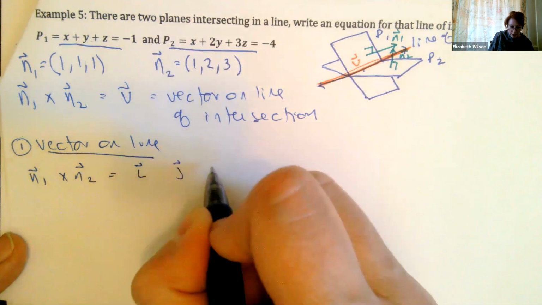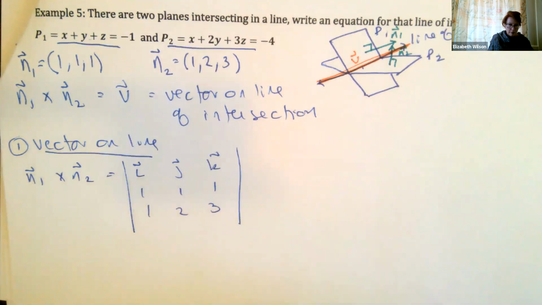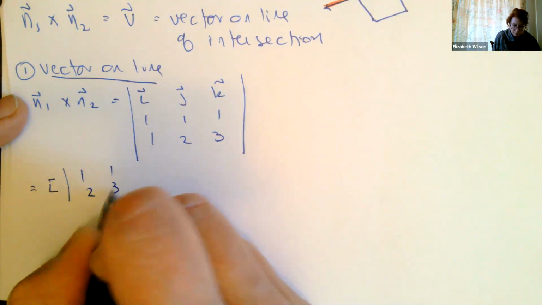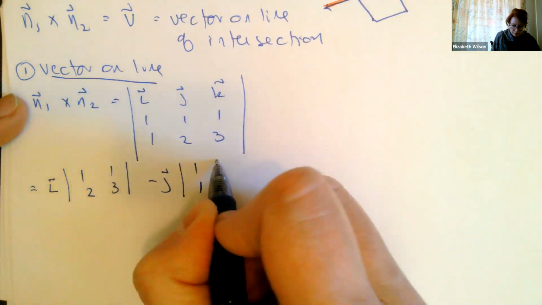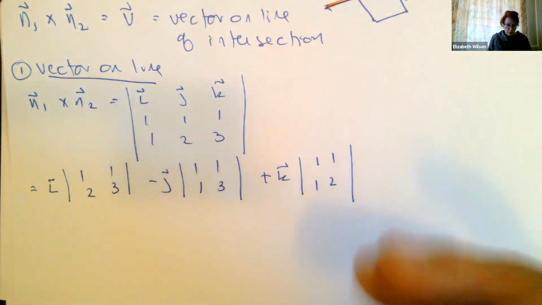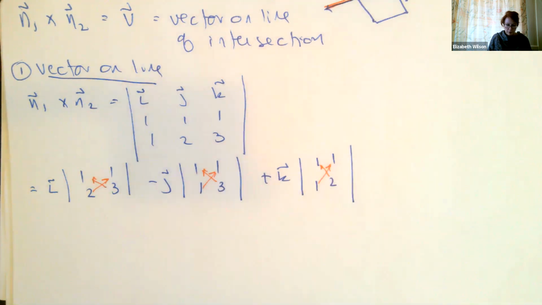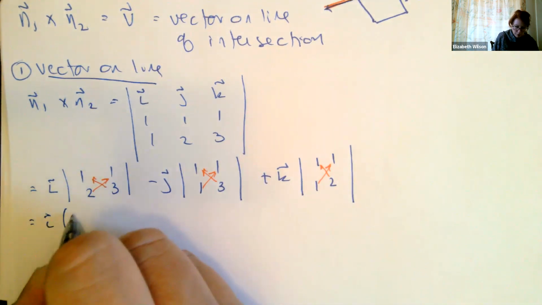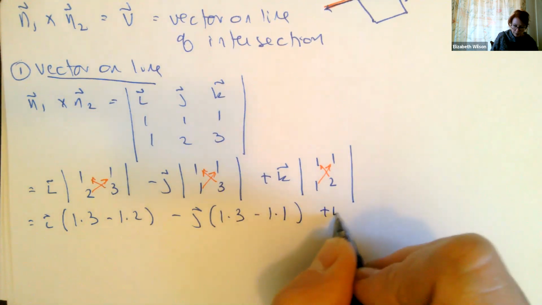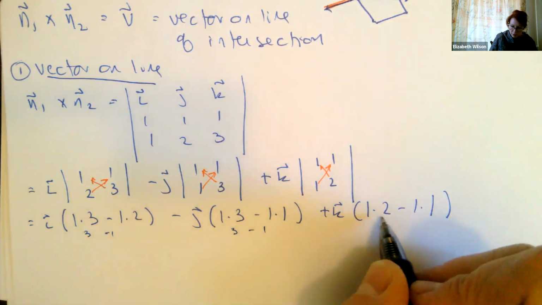So i, j, k, N1 is 1, 1, 1, N2 is 1, 2, 3. Okay, so let's go ahead and write this out. This is going to be i times first row, first column, minus j, first row, second column, plus k, first row, third column. Now remember, we're doing the cross product. So this gives us i, 1 times 3 minus 1 times 2, minus j, 1 times 3 minus 1 times 1, plus k, 1 times 2 minus 1 times 1. So this is 3 minus 2, this is 3 minus 1, this is 2 minus 1.